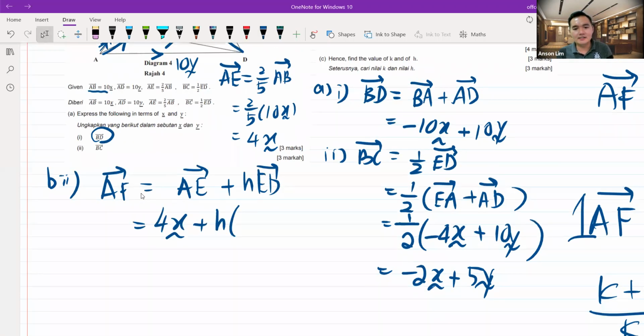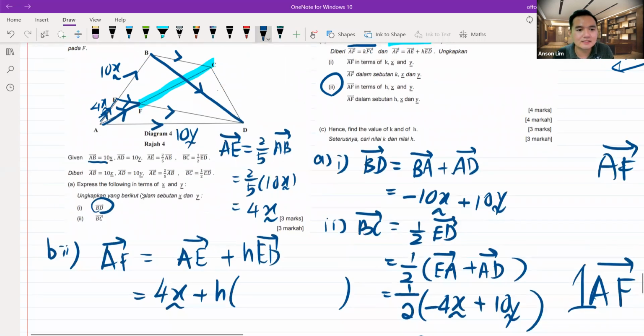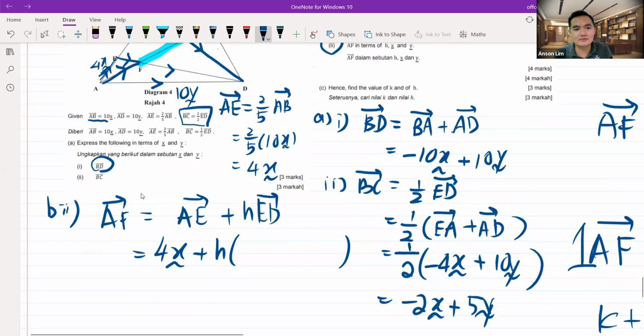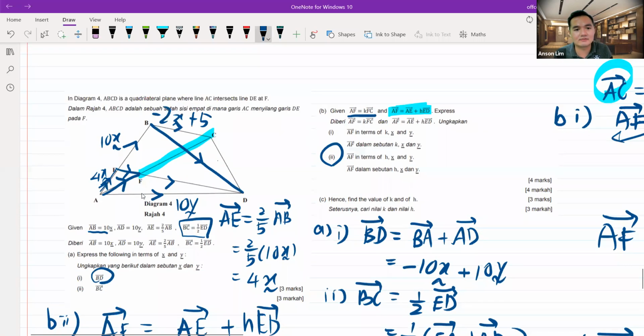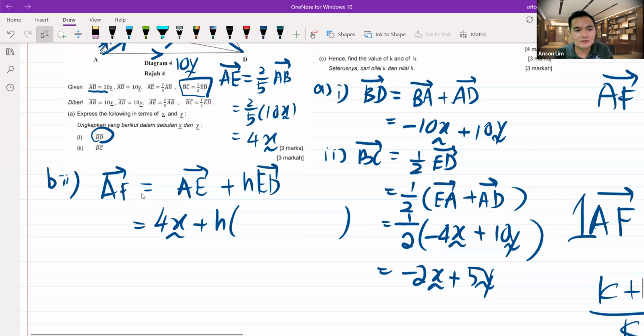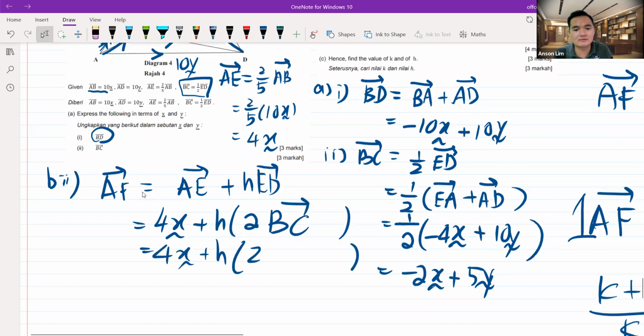And then ED, ED don't have. ED is where? ED is actually 2BC. Yeah, ED got already or not? We got BC ma. BC is negative 2x plus 5y. So they told you BC equals to half ED, means ED equals to 2BC. So you can continue already. Actually not difficult. That's why I'm waiting. You all can do or not, can see the answer or not. BC is negative 2x plus 5y.